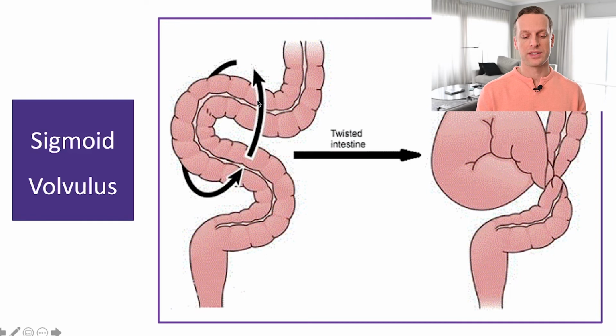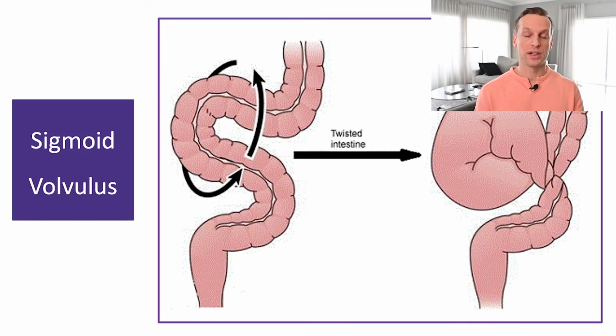Here we have a redundant sigmoid. It's twisted around its axis. And if you think about it, although that twist looks like one point here on the imaging, it actually represents 2 points in the colon. And so essentially this loop is blocked both on its exit and its entrance. And you can see that it can develop a distension that cannot be decompressed in any way. Again, a volvulus is an indication for surgery.